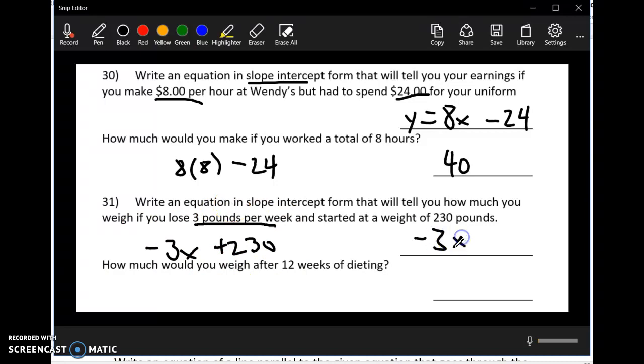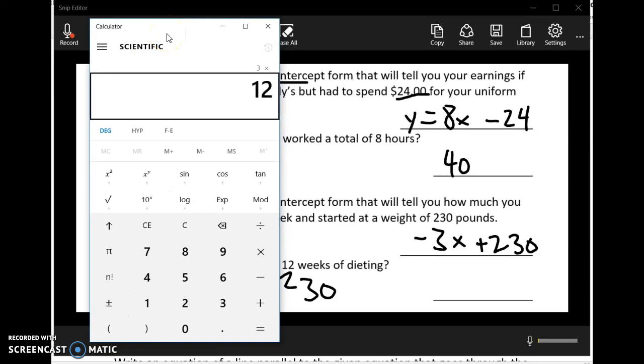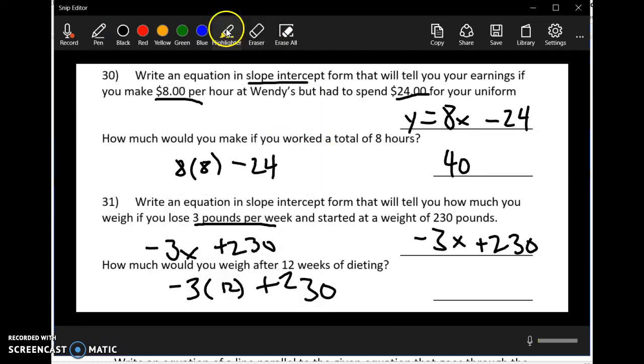Now, when we look at that, after dieting for 12 weeks, we want to figure out how much we weigh. So we have to do negative 3 times 12 because that would figure out how much weight we've lost since we've been going, plus our starting weight. Well then, again, we would just use this thing right here. So 3 times 12 would give me 36, and it should be negative. Whoops. And then plus 230, which will give me 194.